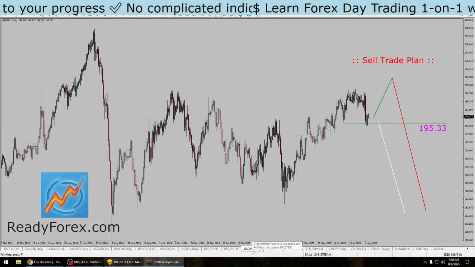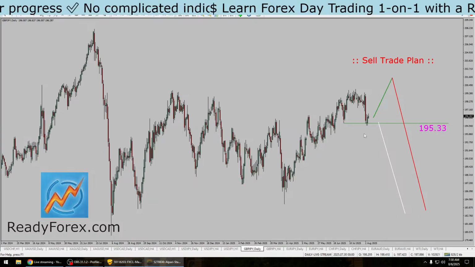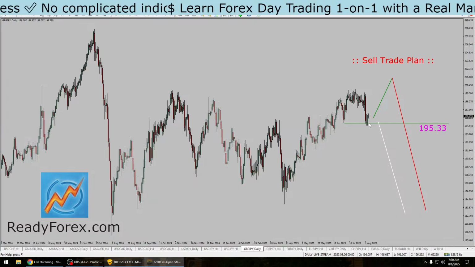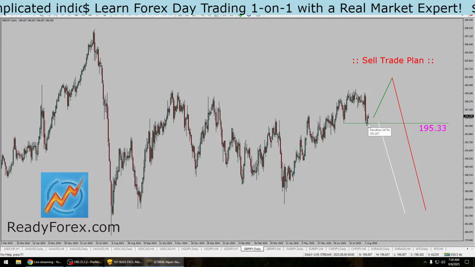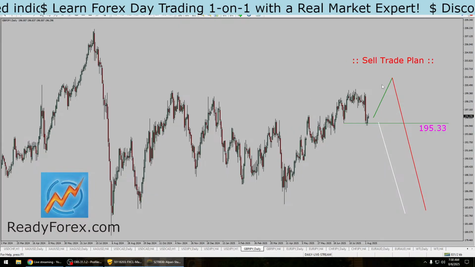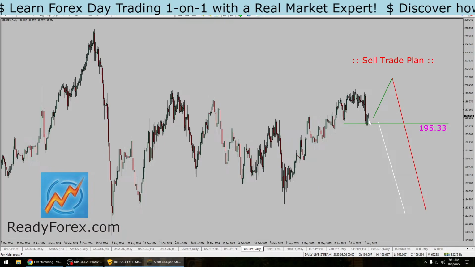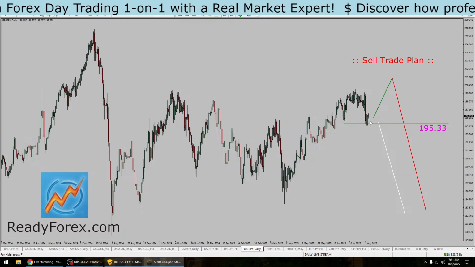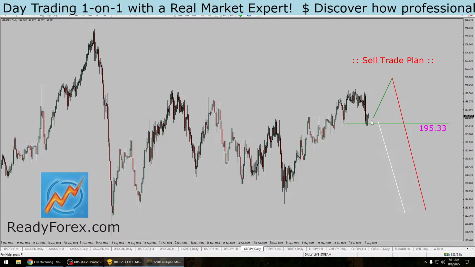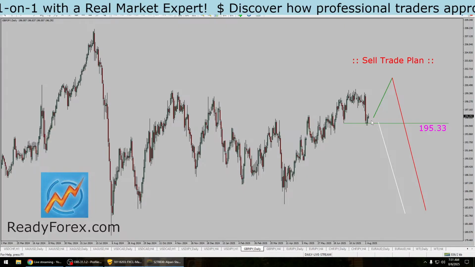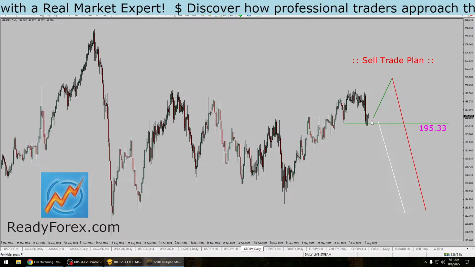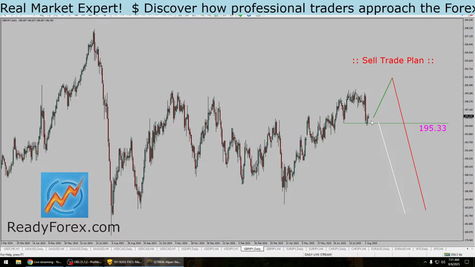Next one is the GBPJPY. Now GBPJPY, we might get a push to the upside over here, towards the upper edge around 195.33 level, but at the same time a breakdown below 195.33 level is also going to open the door for further weakness in price action of GBPJPY currency pair.